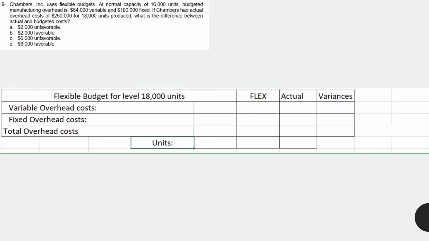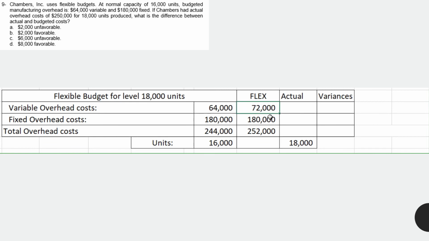Alright, we're told in this situation that Chambers uses flexible budgets, and at normal capacity of 16,000 units, they have budgeted manufacturing overhead of $64,000 variable and $180,000 fixed. If they had actual overhead costs of $250,000 for 18,000 units produced, what is the difference between the actual and budgeted costs? So what we need to do first of all is determine what the base budget was. So we had variable overhead costs of $64,000, fixed of $180,000 for a total of $244,000 against units of 16,000.